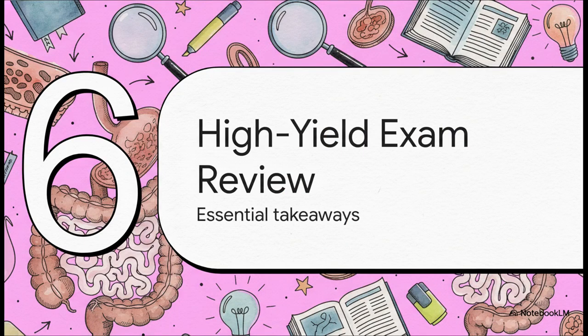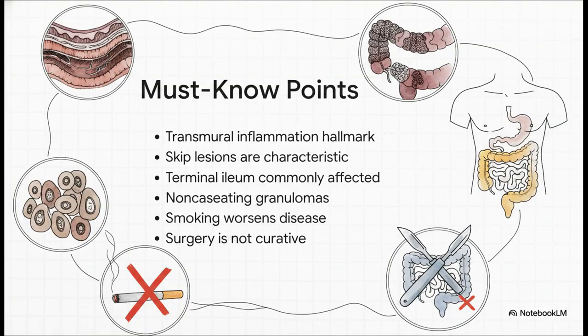Let's bring it all home with Section 6, the High-Yield Exam Review. Here are your essential takeaways. Let's lock in those absolute must-know, can't-miss points. Number 1, transmural inflammation is the hallmark. 2, patchy skip lesions are characteristic. 3, the terminal ileum is the most commonly affected site, usually presenting as right lower quadrant pain.